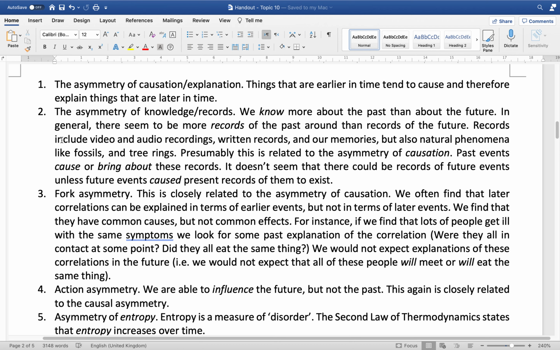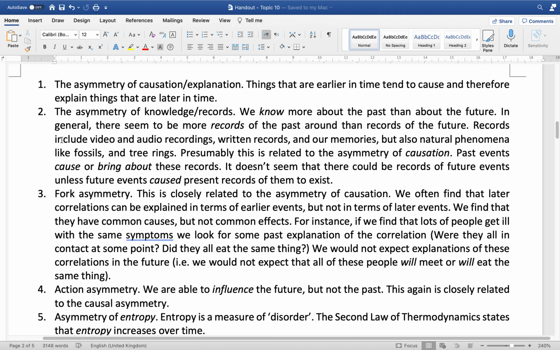So there appears to be an asymmetry of causation and explanation. Things that are earlier in time tend to causally explain things that are later in time, and not vice versa. So, setting aside these unfamiliar possibilities of time travel, it seems that generally we have the causal explanation of later events by earlier events and not vice versa.